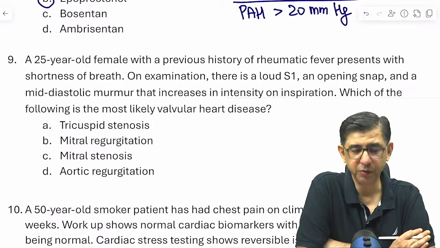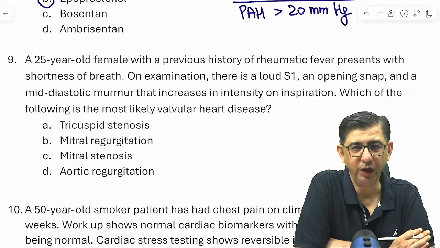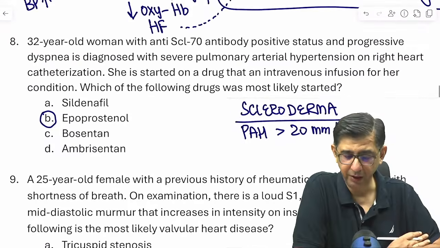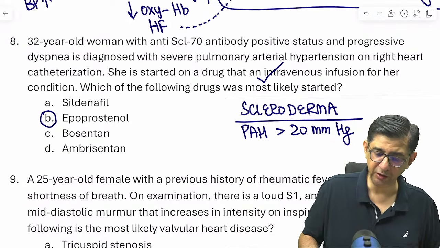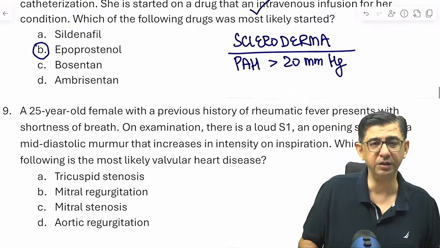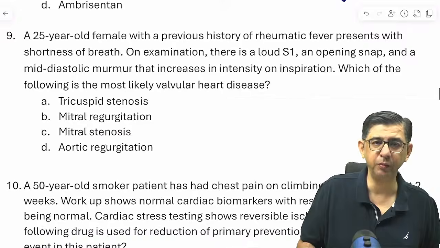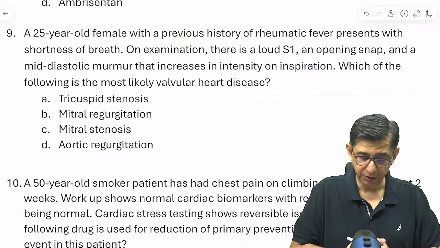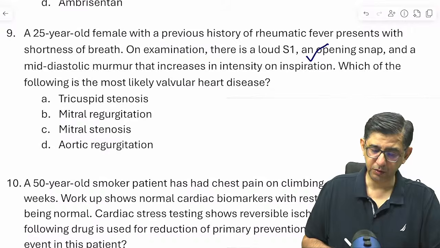This female comes with history of rheumatic fever, shortness of breath, loud S1. So we know that there is... why not C? Because intravenous was written. Because it is written as intravenous infusion for the condition, that's why it is epoprostenol. Otherwise, if he was not asking for intravenous, then we would talk about oral drugs. Yes. There is an opening snap which is present.